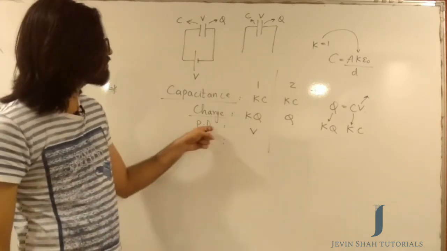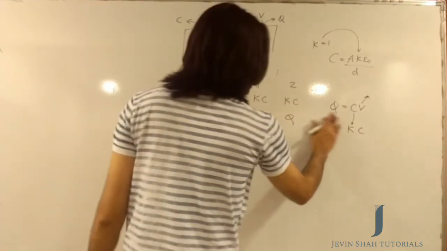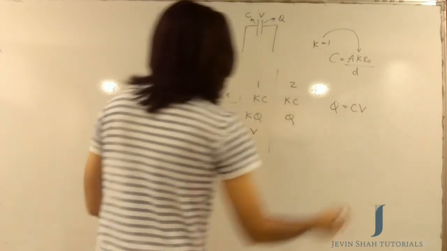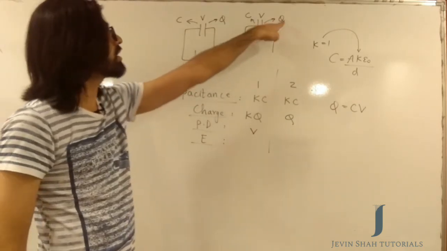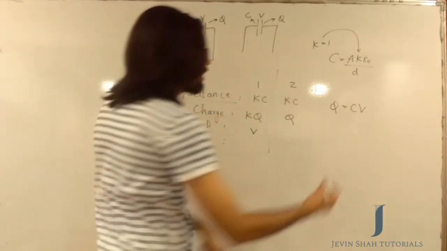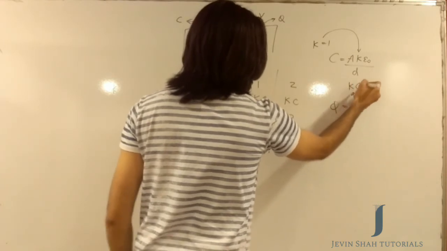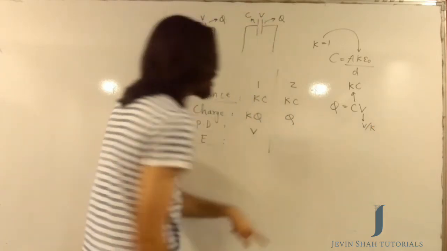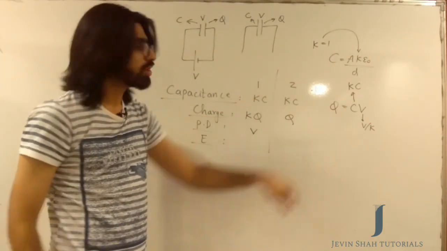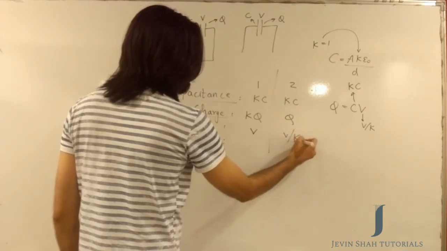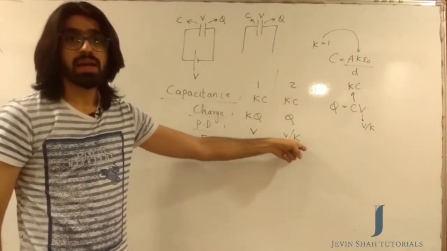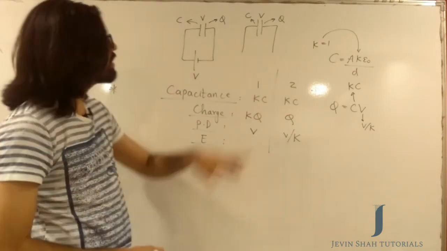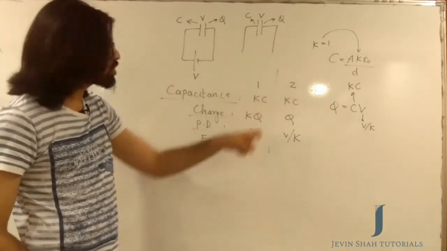In a similar way, you need to think for potential difference. It was Q equal to CV, but in the second case, the charge Q has to remain constant. C is becoming K times C. So for Q to remain constant, V has to become V by K. Only then Q will remain constant. So the potential difference between the plates drops down by a factor of K. And K, keep in mind, was the dielectric constant of the dielectric that you have put in between the plates of the capacitor.